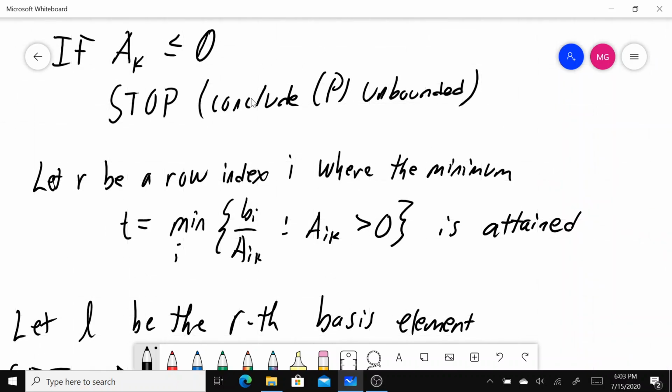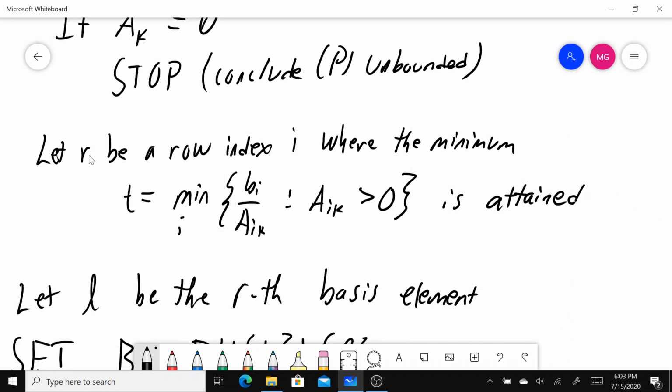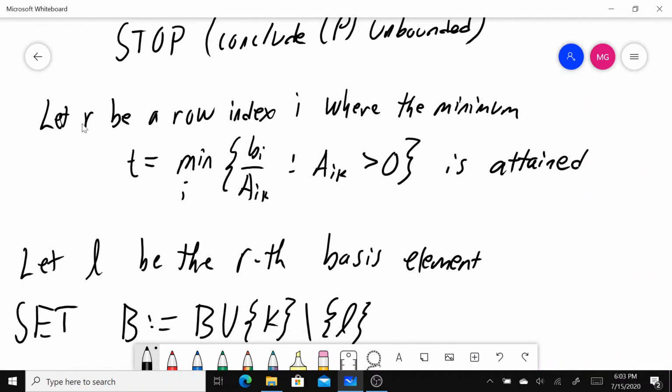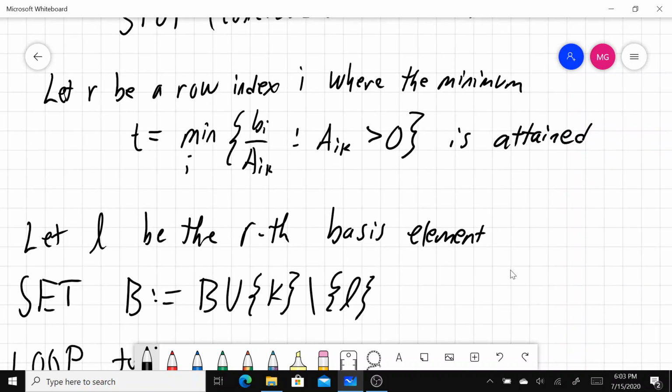But assuming that corner case isn't true either, now we know that the minimum ratio of these BIs over AIKs, for which the AIKs are positive, exists, and so this is all well defined. So let R be a particular row index where this minimum is attained. I'm counting again: this is the rth basic index, but amongst all the indices, it's the lth one.